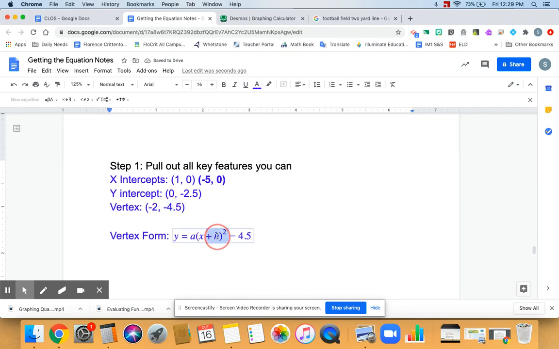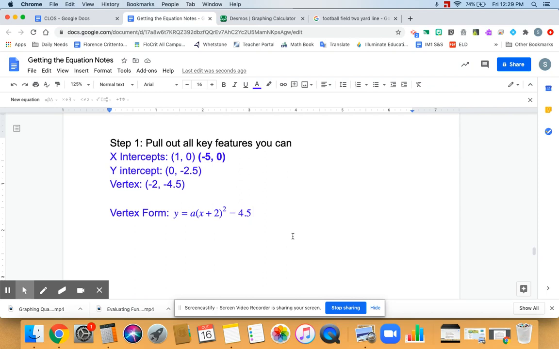And then what is the h? Remember, the h is the opposite of what this is. So if this is a -2, the h is going to be a +2. Because then when you put -2 in here, it would equal 0. So that's why you always do the opposite. And so now I have it almost in vertex form. I just have to check if there's an a in front.